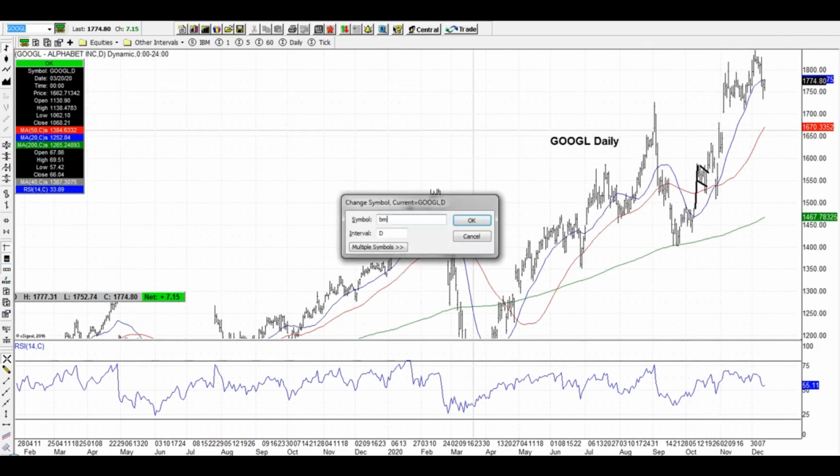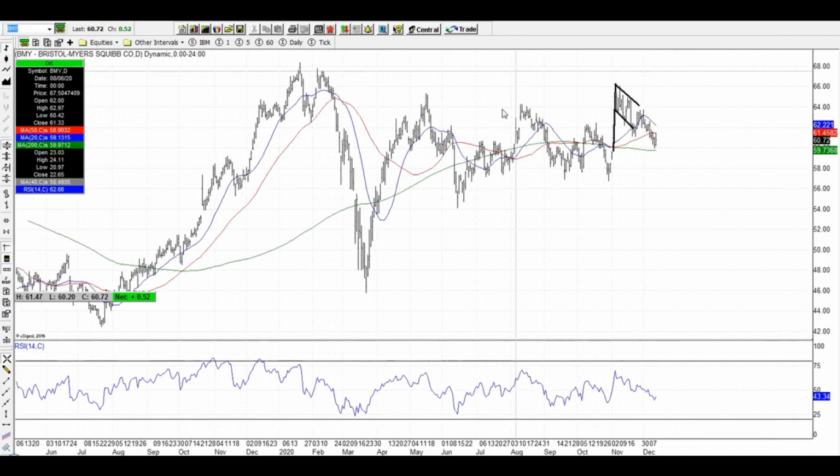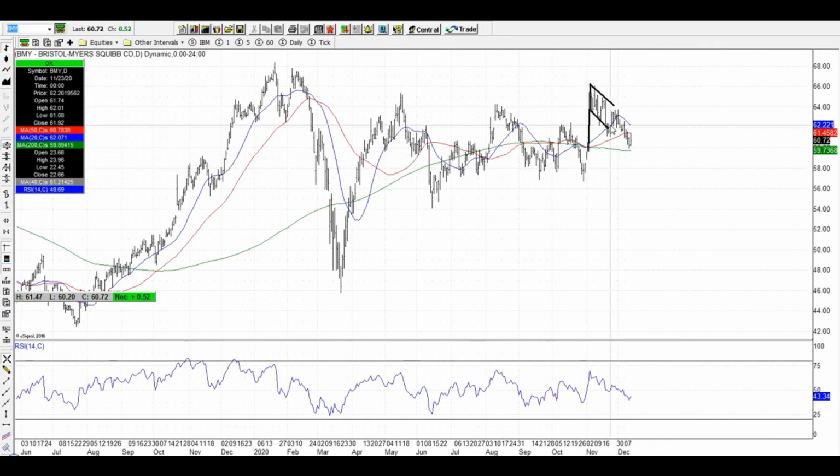I had BMY, Bristol Myers, was another stock that I had drawn a bull flag on. I was projecting a move to the upside out of the bull flag. Unfortunately, that has not occurred. So it's not 100%. It doesn't work all the time. I mean, nothing's guaranteed, but this was a good bull flag that I saw. I was waiting for it to pop out. I got ahead of myself, and I should have waited for it to pop out, but it kept moving lower. So that one didn't really work out so well for us yet.